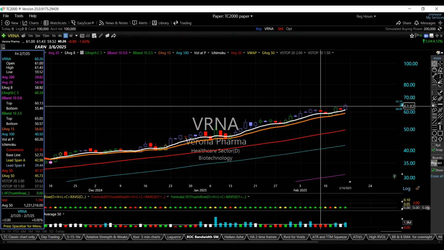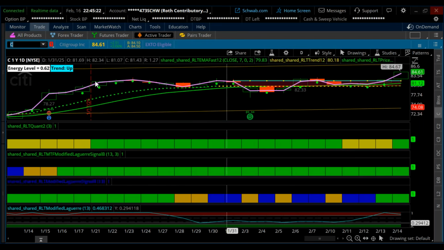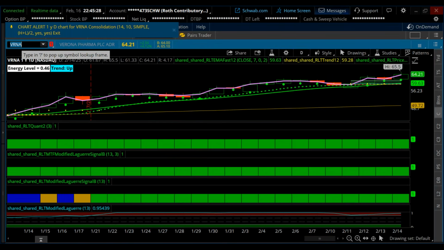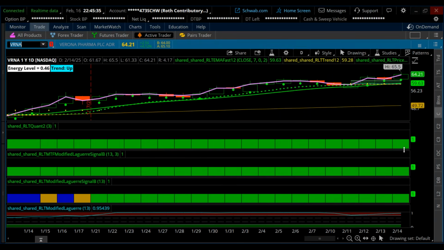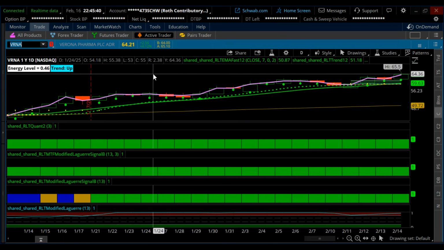And here's the regular chart in VRNA. Notice it's breaking right above resistance right there. Okay, and what does VRNA look like on the SPY super system? Green, green, green, green, green. Current time frame momentum, multi-time frame momentum, trend, green, green, green. And there it is, breaking out. Just a beautiful trade.